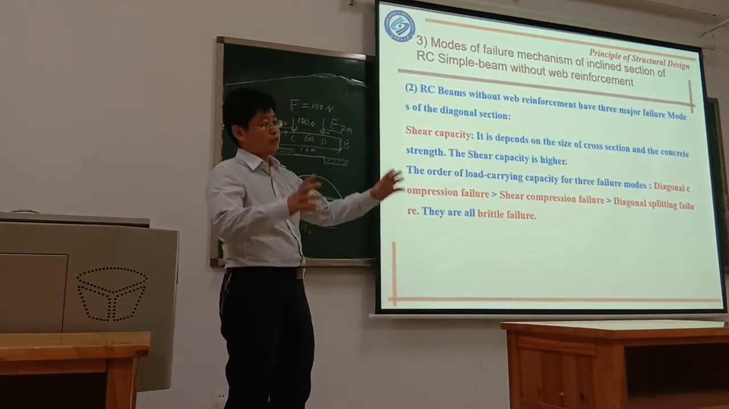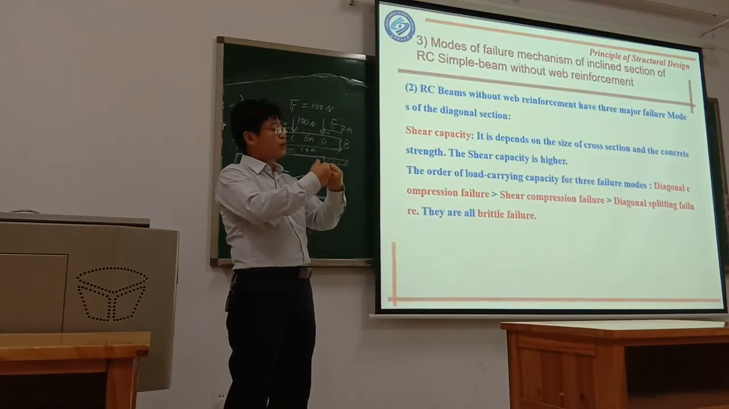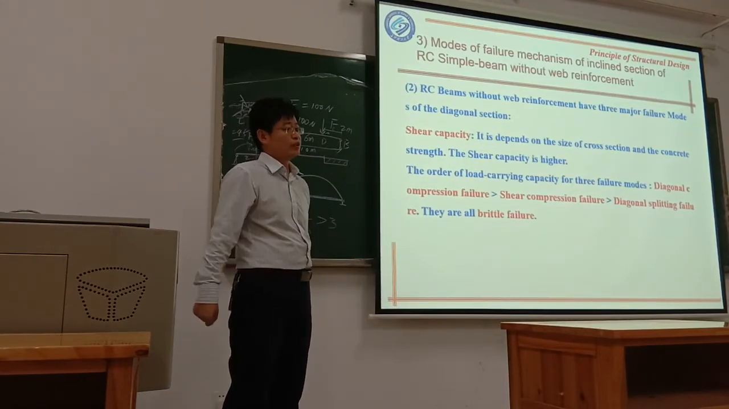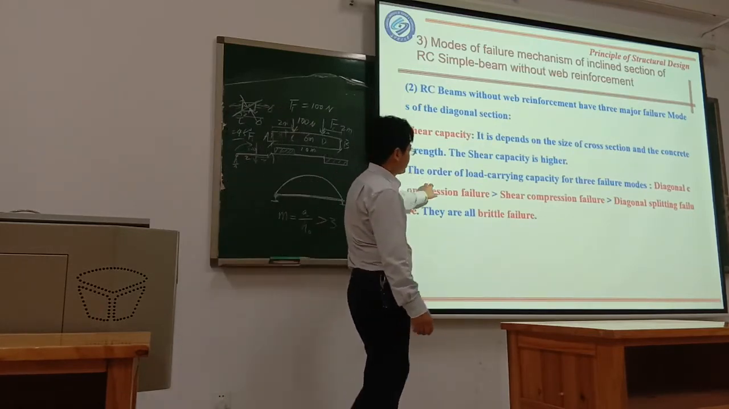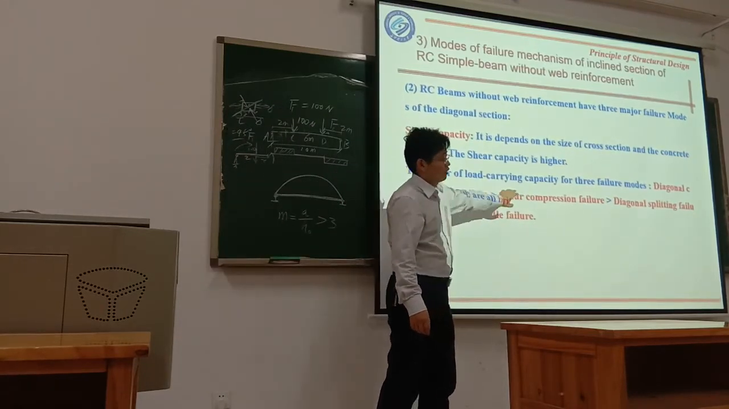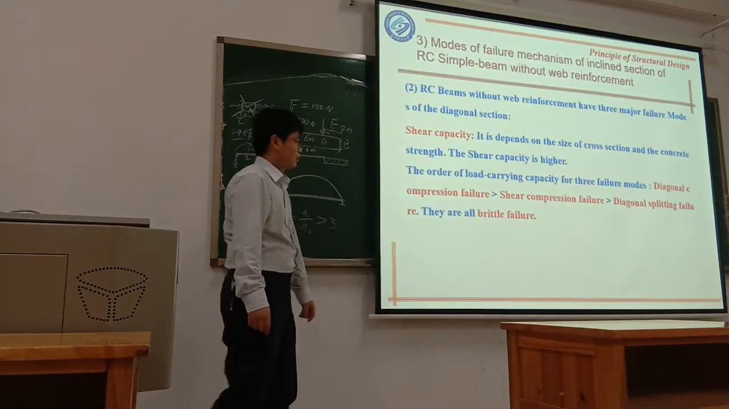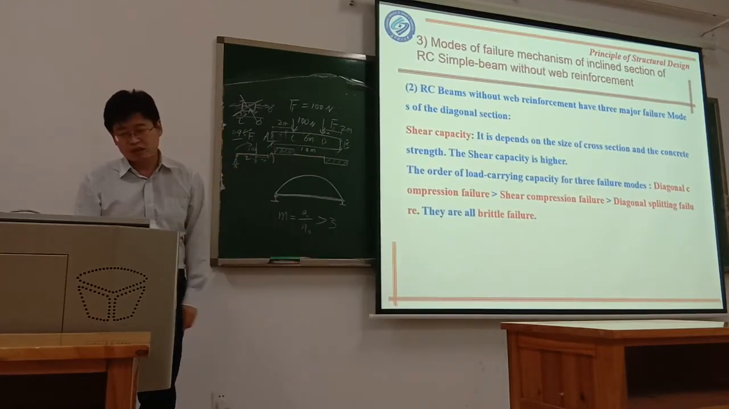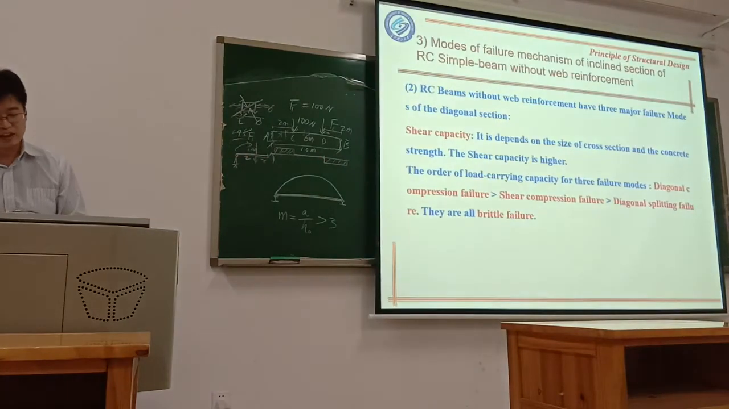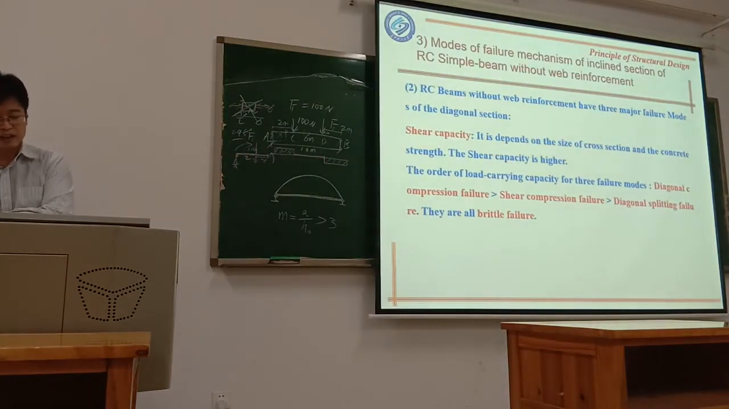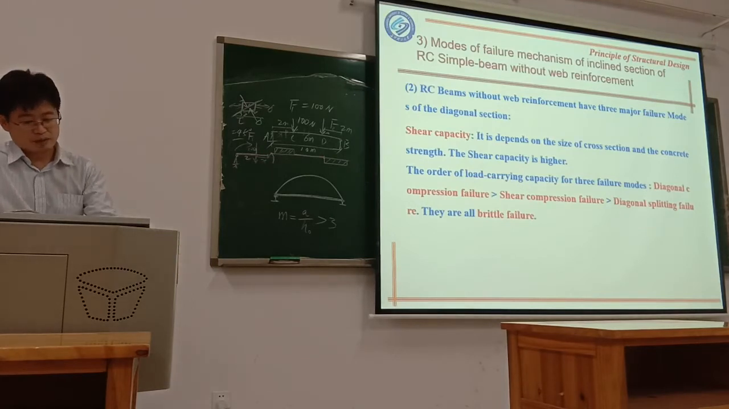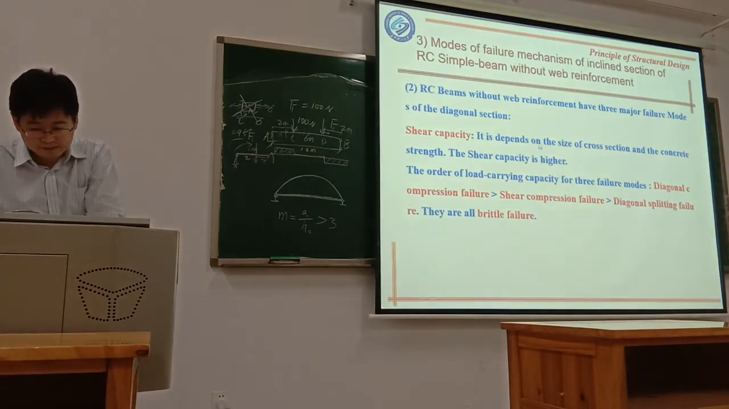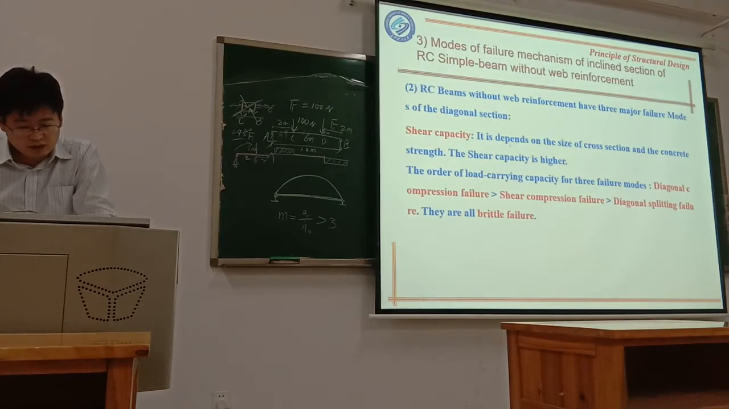So we know that concrete has a relatively low tensile strength, but very high compression strength. So the loading characteristic of these three modes is this: diagonal compression is the largest, shear compression is a little bit smaller, and diagonal splitting is the smallest. So it depends on the size of the cross-section and the concrete strength.